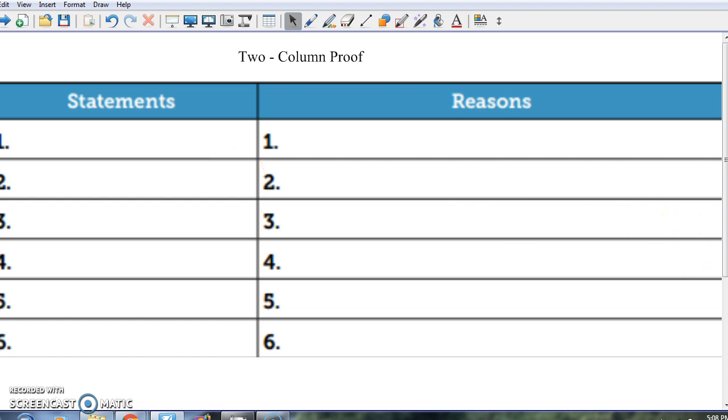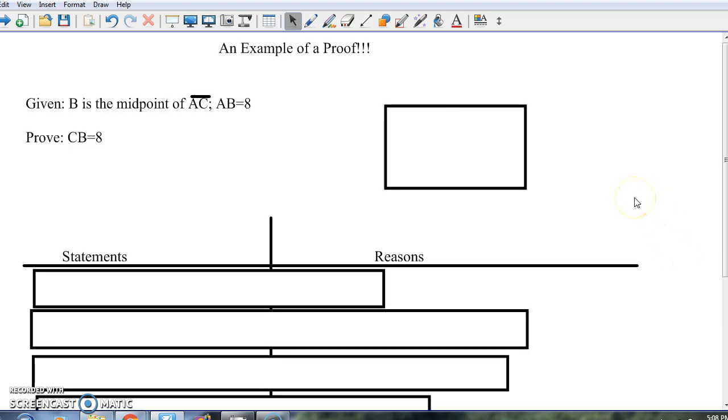So I'm going to show you an example of one. Okay, so here we go. This is an example of a proof. It says given B is the midpoint of segment AC. They also tell us that AB is 8. They want us to prove that CB is also 8. Now this seems redundant. I bet you're sitting there going, oh my God, Mrs. Rice, this is so stupid.